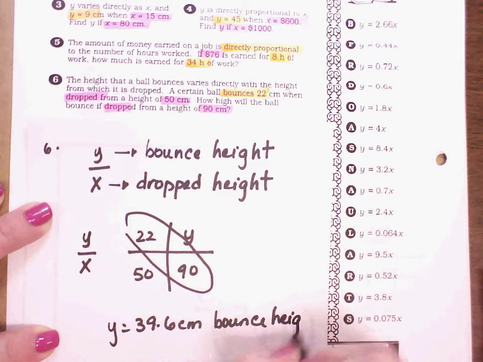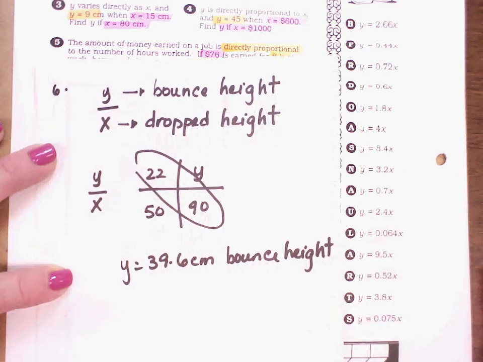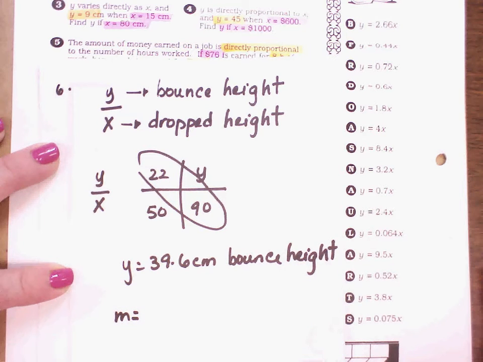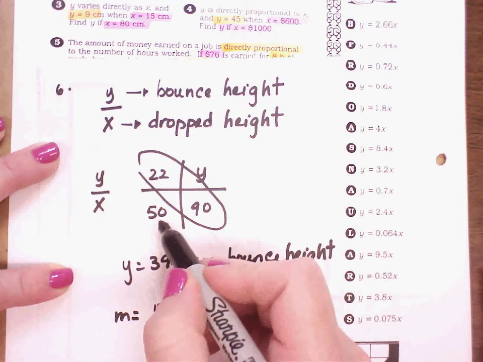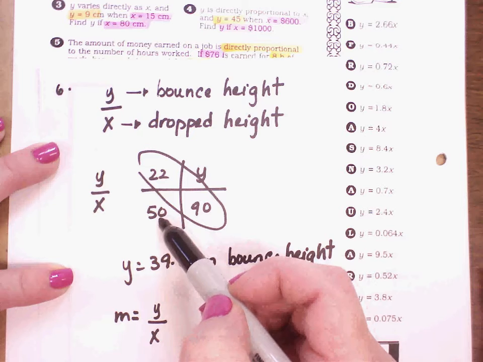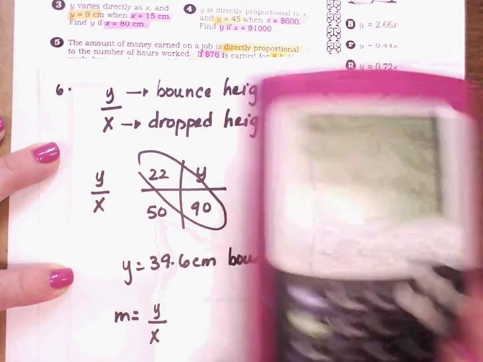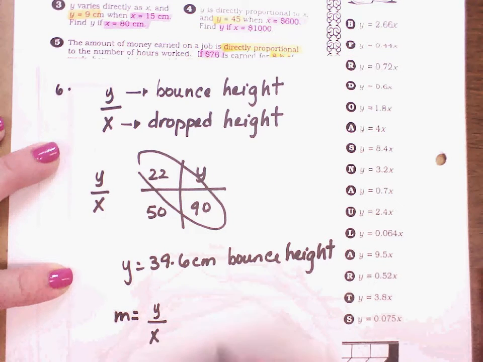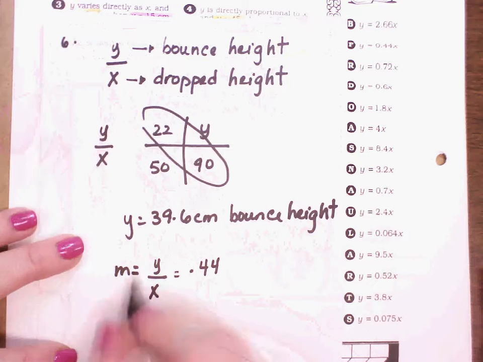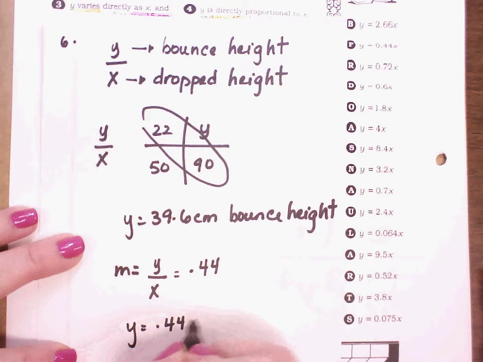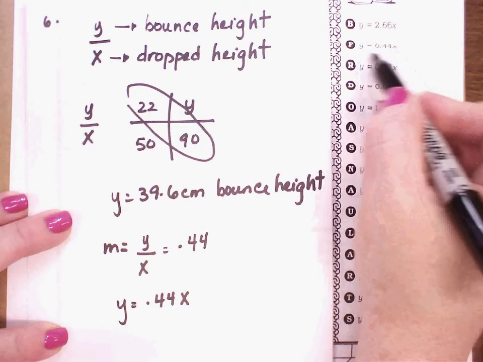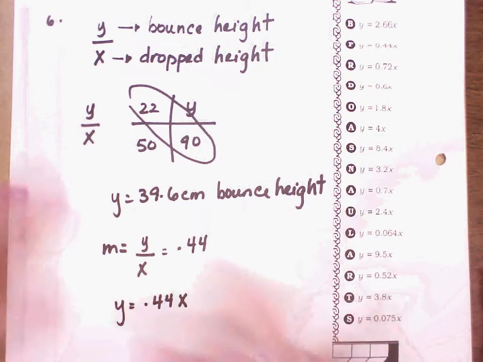All right, so let's come up with the equation. That means I need M, because I don't need B. These are proportional. It goes through 0. So all I got to do is take my Y and divide it by my X, right? So 22 divided by 50. Yes? Point? All right, so what's my equation? Y equals 0.44 X. There it is. Oh, there at the top. You see it? Yes? All right, number 7.